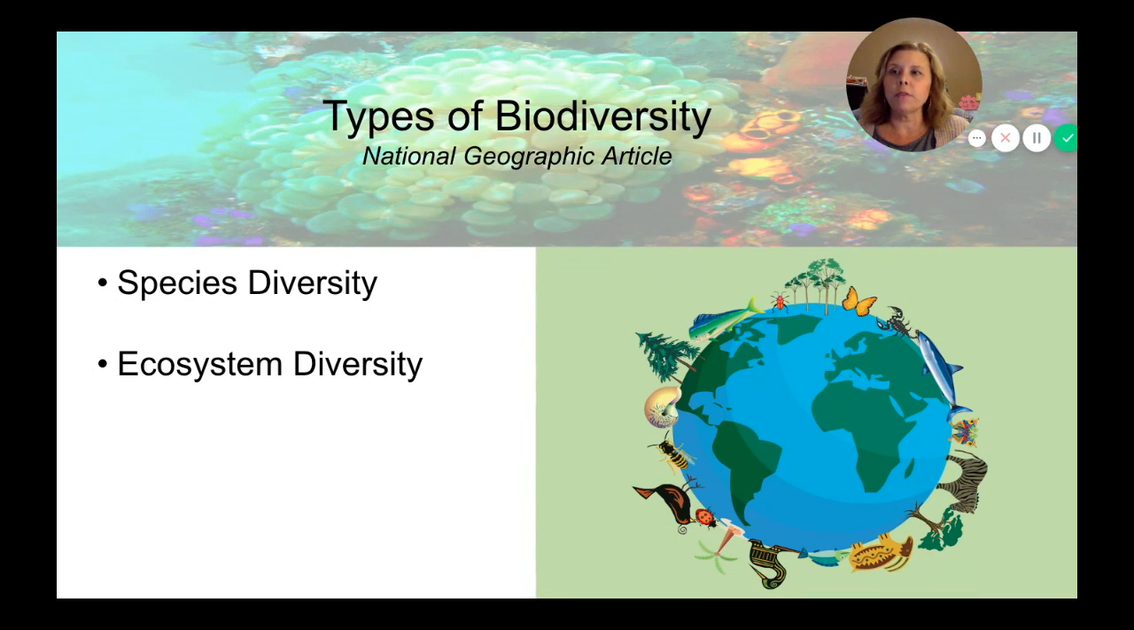Another type of biodiversity referenced in the article is ecosystem diversity. Ecosystem diversity is the variety of ecosystems in an area, usually a large area. The example given in the article is the continent of Africa. When you think of Africa, you might think of the grasslands of the Serengeti. But there's also tropical rainforest, desert.